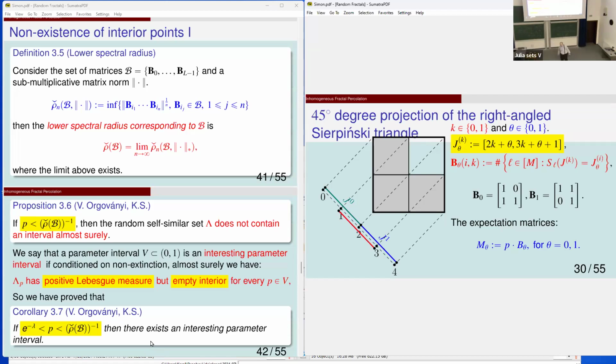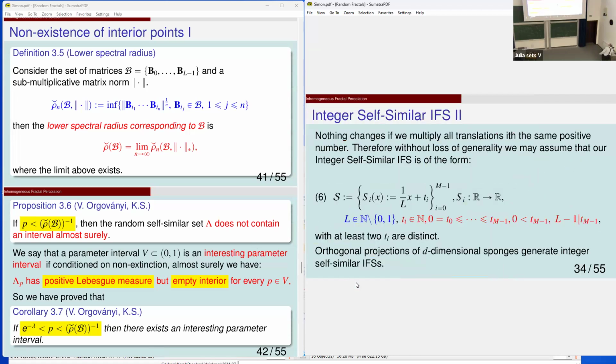I would like to mention that there is a beautiful open question related to self-similar sets on the line. The question which is still open is whether or not there exists such a set with positive Lebesgue measure and empty interior. In higher dimension, there exists, but nobody knows whether such a set exists on the line. And we will show a lot of examples of random self-similar sets with positive Lebesgue measure and empty interior. This is what I would like to do now.